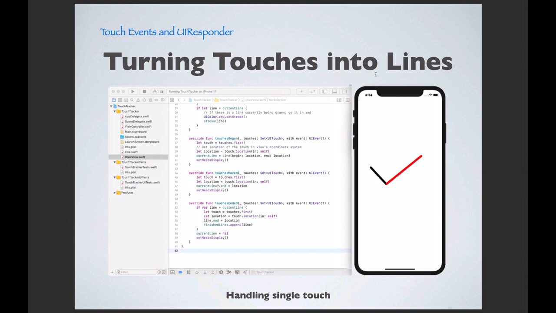Turning touches into lines. A line is defined by two points. Your Line stores these points as properties named begin and end. When a touch begins, you will create a line and set both of its properties to the point where the touch began. When the touch moves, you will update the line's end. When the touch ends, you will have your complete line.